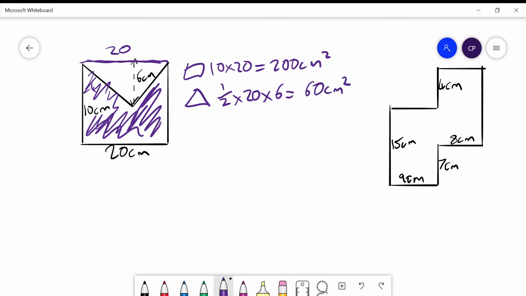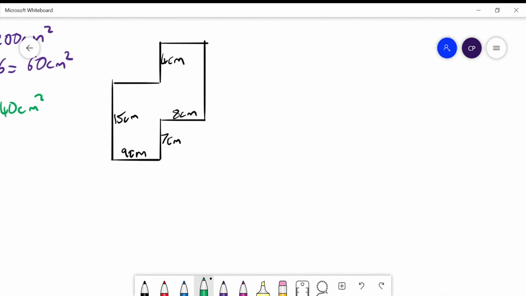Now, as I said, it's been cut out. So we need to do, for our answer, the full rectangle, take away the bit that we've cut out, so take away the triangle. So that's going to get me 140 centimetres squared. Okay, and we'll move over here for our final example.